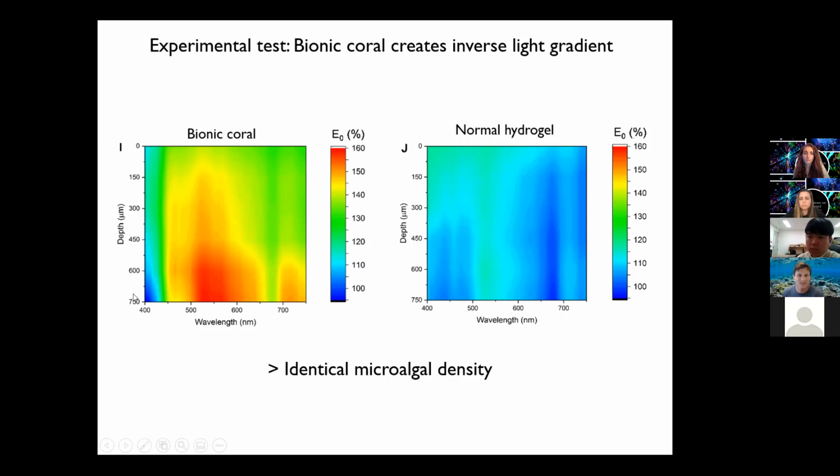So that's over wavelength here, you can see the main chlorophyll A absorption peaks. They're at around 420 and 675. You can see there's almost minimal absorption, and then you have this actually enhancement in irradiance as you go deeper. In contrast, when you look at a normal hydrogel, you can see this attenuation.